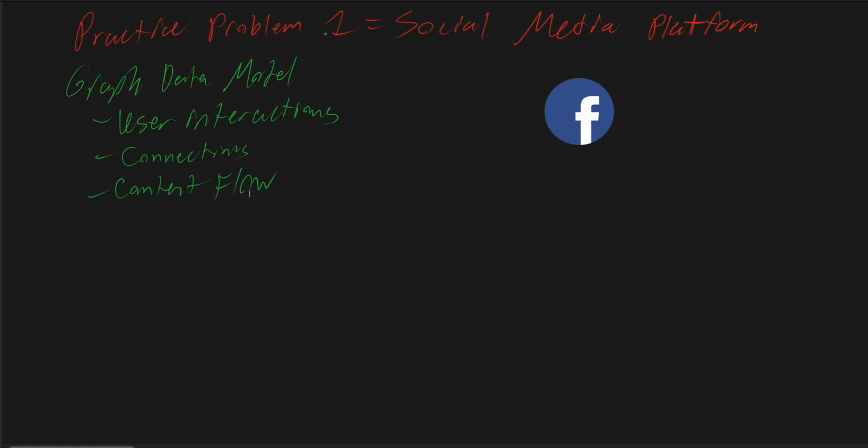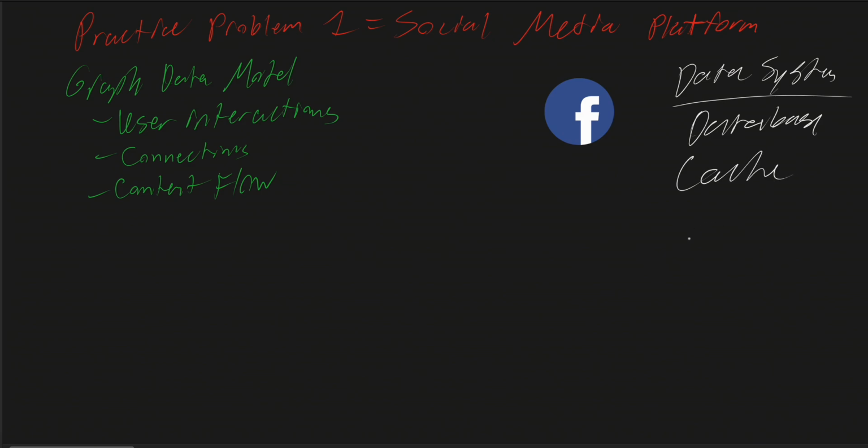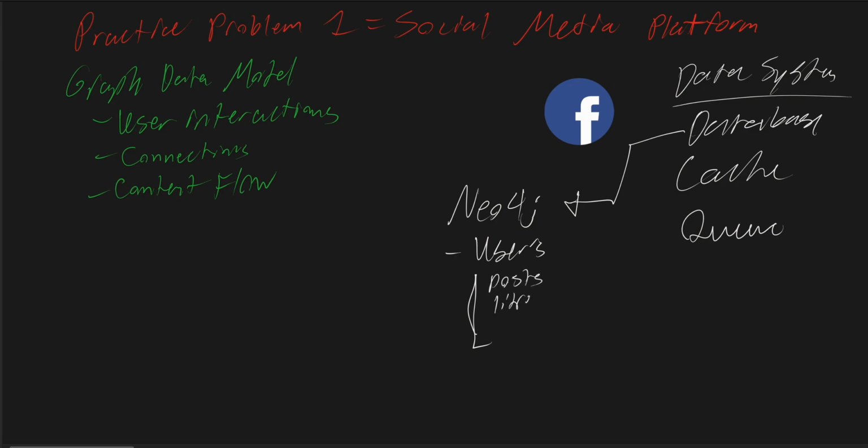Utilizing a graph database, mind you, whenever we have a data system, we always need a database, a cache, and a queue. An example of a database that we could use would be something like Neo4j, which allows for modeling of users, their posts, likes, and comments, and follows as vertices with relationships between them as edges, so they will all have relationships.